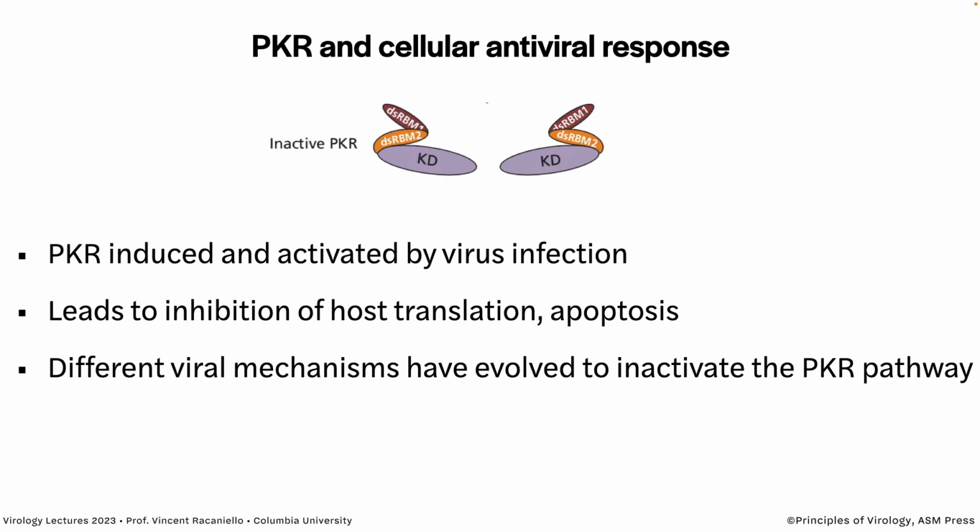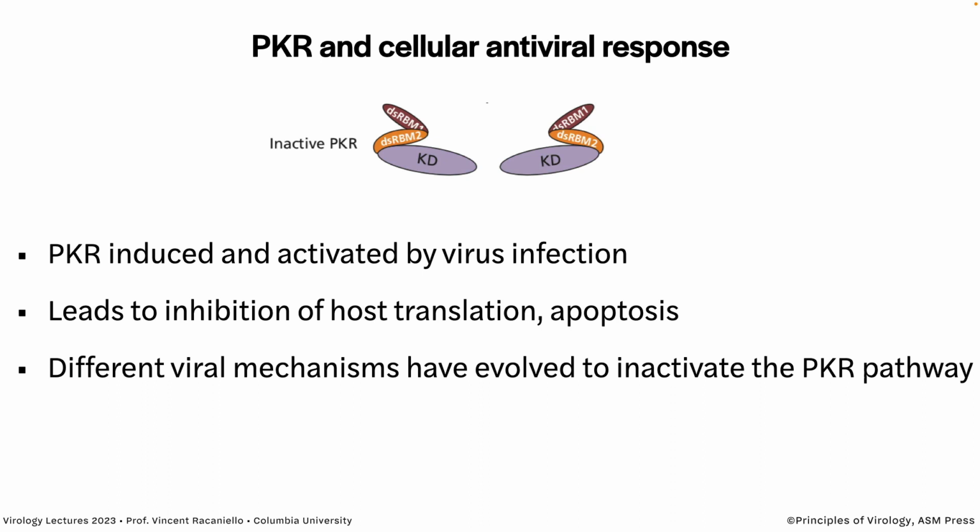So to summarize, PKR is actually induced by virus infection. It is one of the interferon-induced genes that we'll talk about in a couple of weeks. It is activated by virus infection. As soon as there's double-stranded RNA made, PKR is activated. It inhibits host translation by phosphorylating EIF2 alpha, and it also induces programmed cell death. The phosphorylation of EIF2 alpha is a signal for induction of programmed cell death, so the cell's killed, and hopefully that stops virus infection. So this is a very powerful mechanism, right?